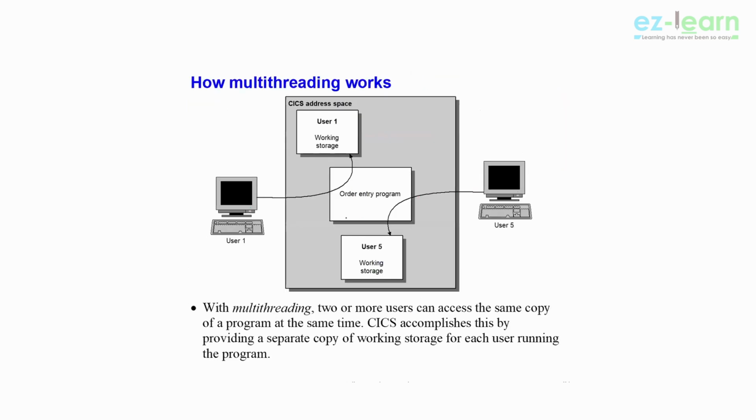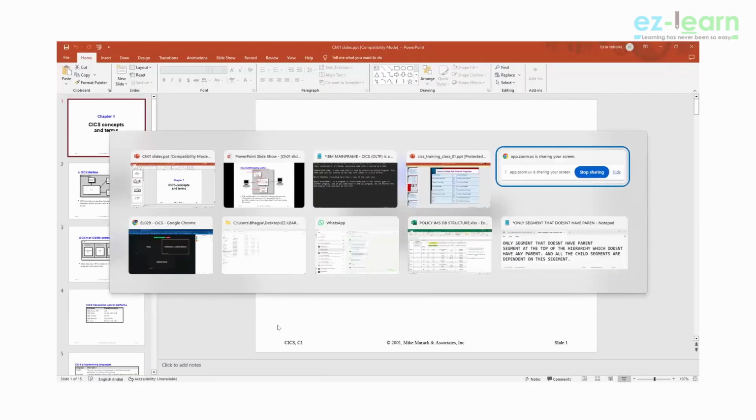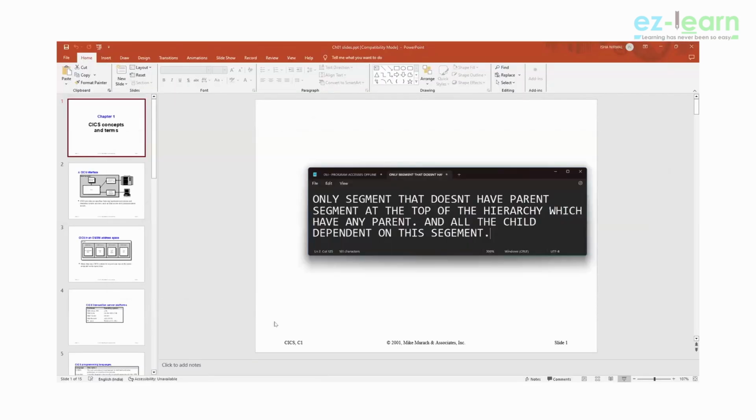Now we are seeing the next screen. Assume the order entry program is executed by two users, user 1 and user 5. Both use the same load module; there is only one load module in the system. There will be one thread and working storage, and for every user there will be a different address space. Thread means we can assume it as a cursor. So multi-threading is also an important concept.